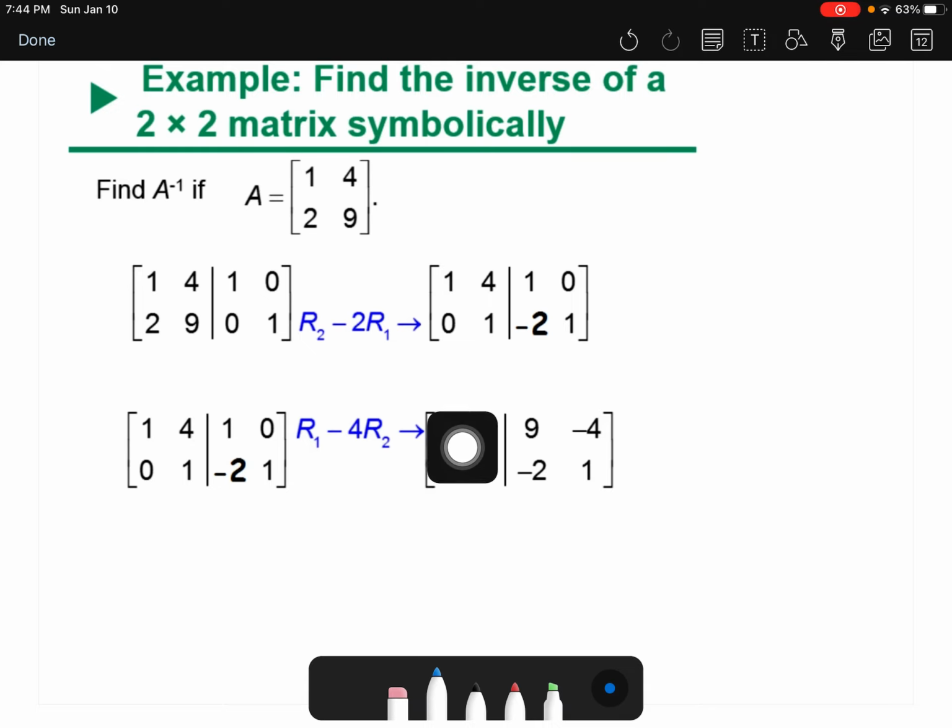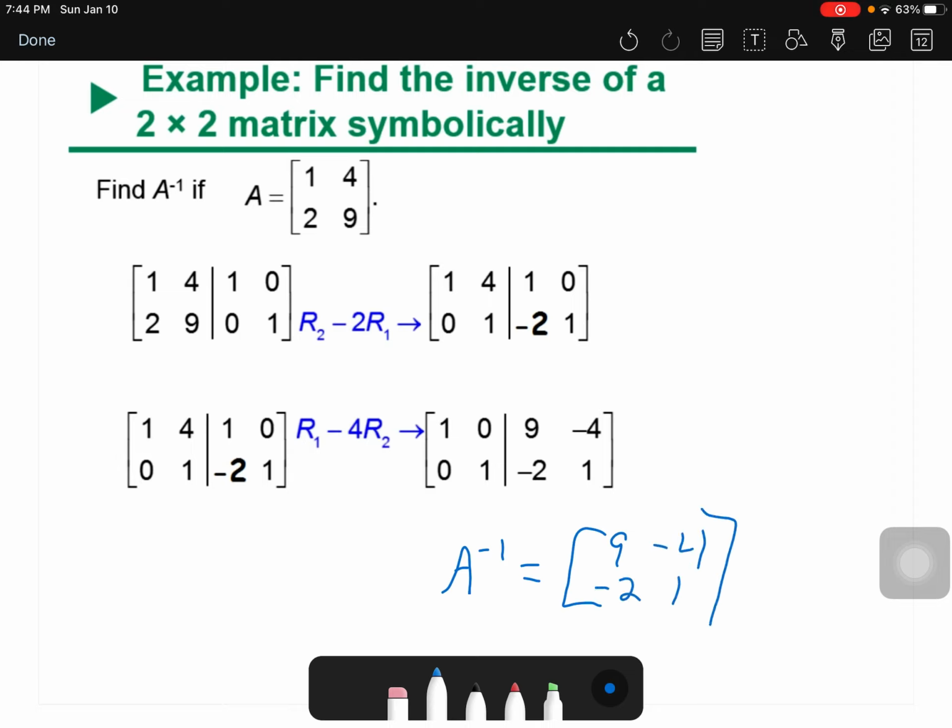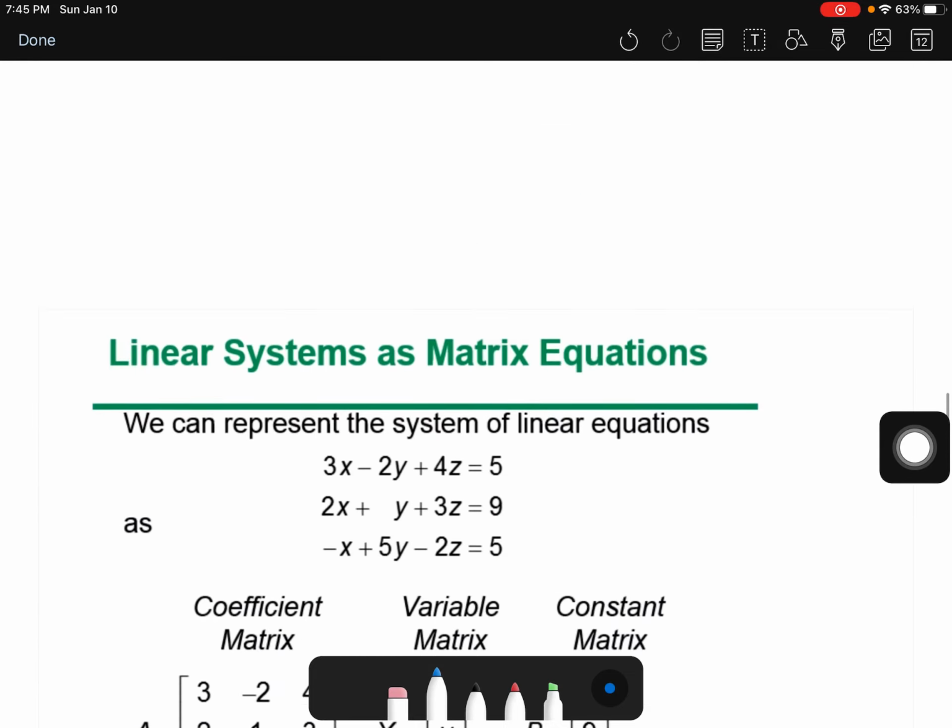Okay, and now I've got my identity matrix on the left side, and what's left on the right side is the inverse of the original matrix. Okay, so right here, this is the inverse. So A inverse is the matrix 9, negative 4, negative 2, 1. Okay, and we just use some row operations. You're not going to have to do this process necessarily by hand, but if they ask you to do some row operations, you have to be able to follow through with that, and we worked on those in a different video.